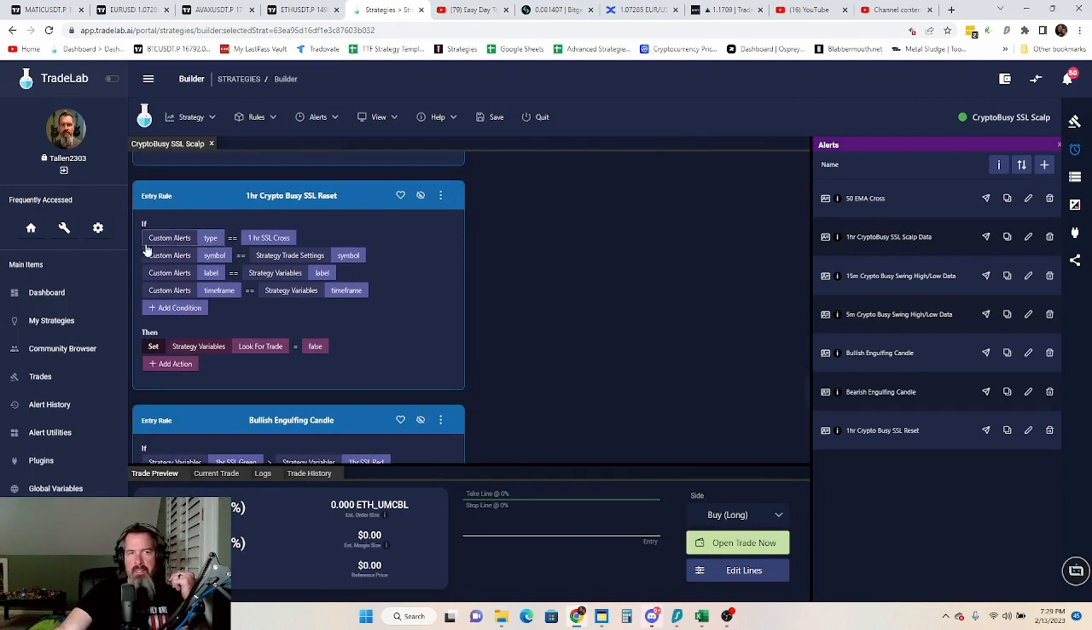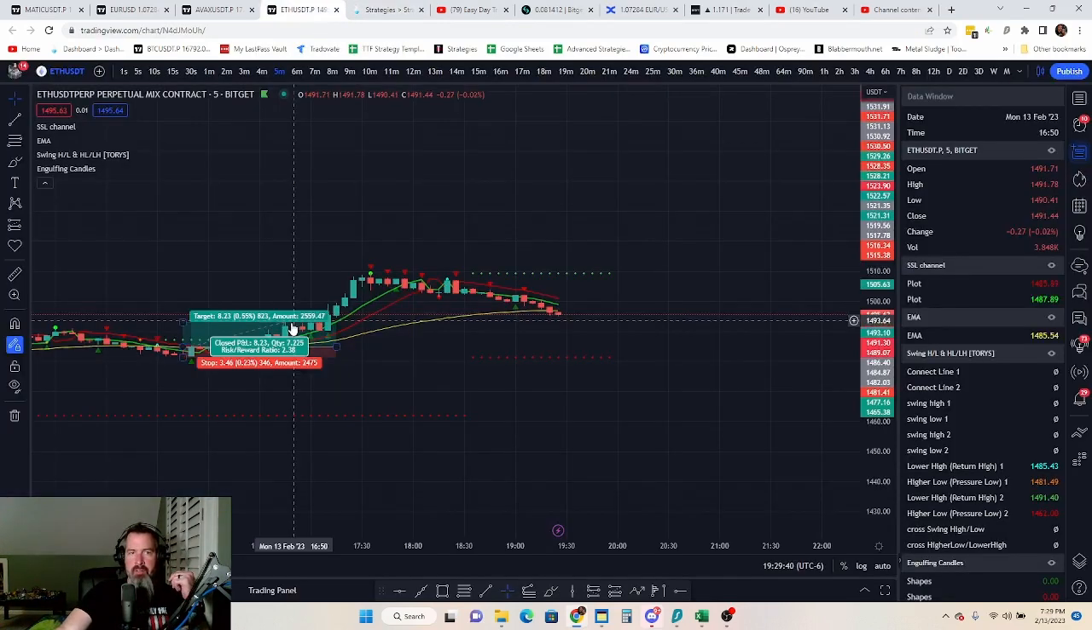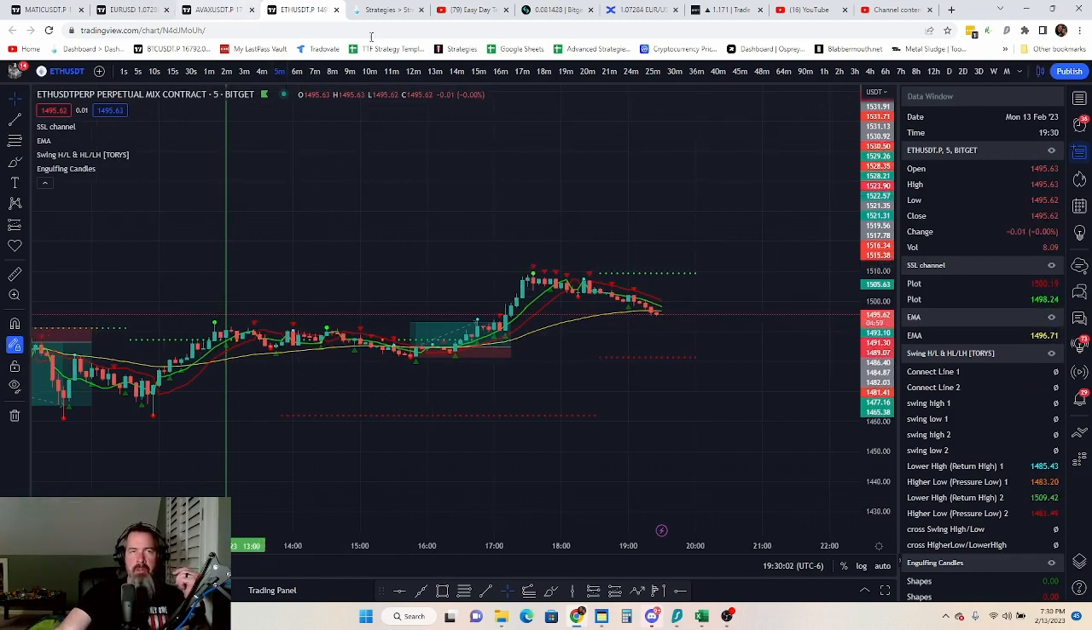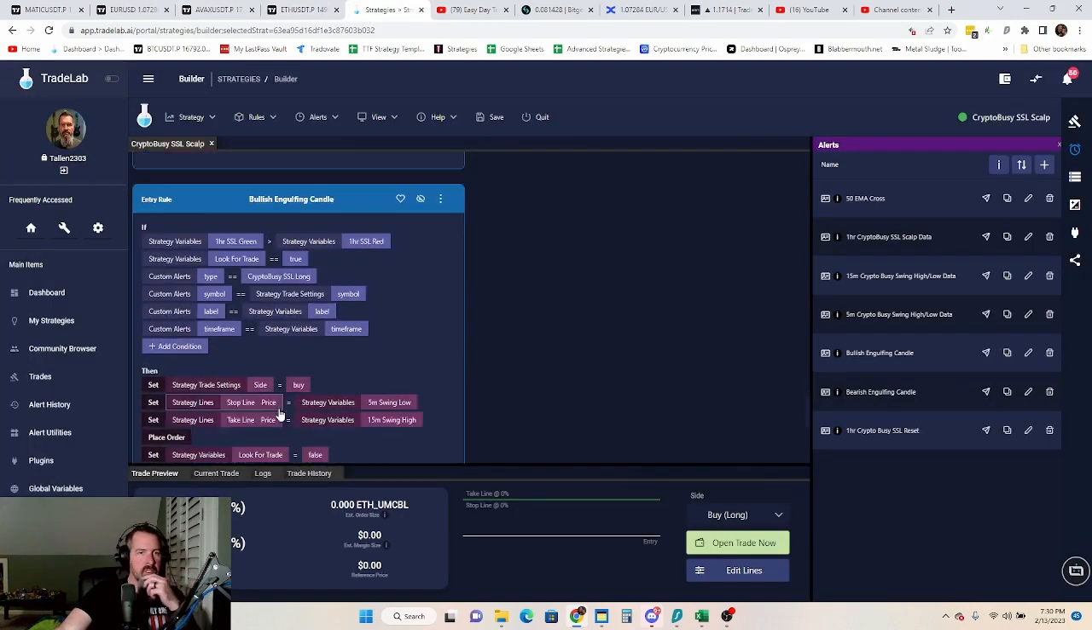So what I did is when there is a cross of the 2 plots in the SSL channel, it's going to automatically change looking for a trade to false. So when this green line happens, if we had already tested the EMA and we were looking for a short still, now we're going to stop. We're going to wait for it to retest again. We're going to look for a long. And then we've got the swing high and low data coming in from the 15.